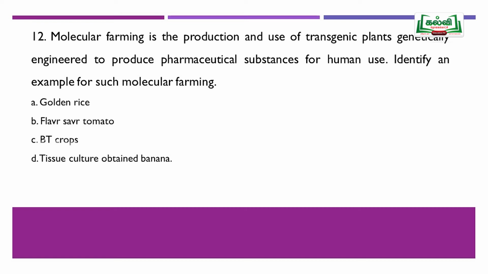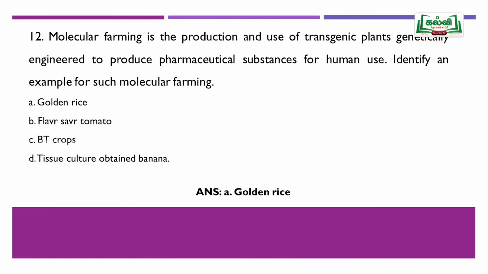In Bt crops, this is especially for insect resistance, then the tissue culture obtained banana. So, normal banana is raised from this tissue culture. Okay. So, the exact answer for this question is golden rice. So, in golden rice, beta carotene is a pharmaceutical substance which is produced.